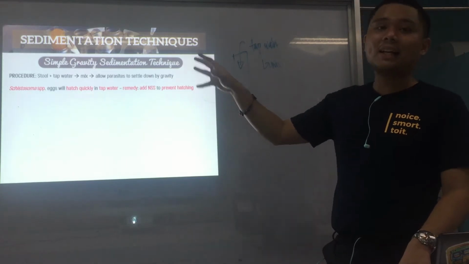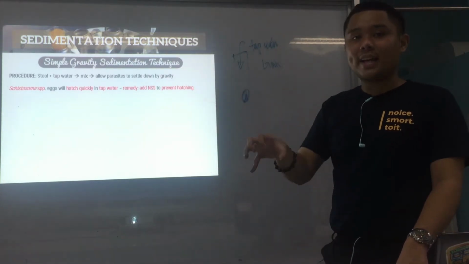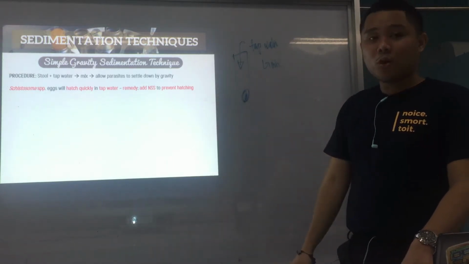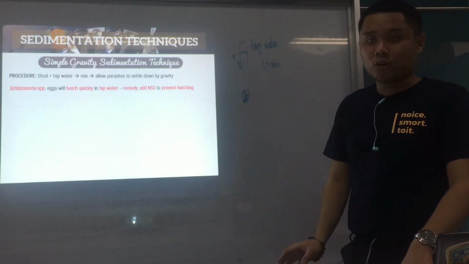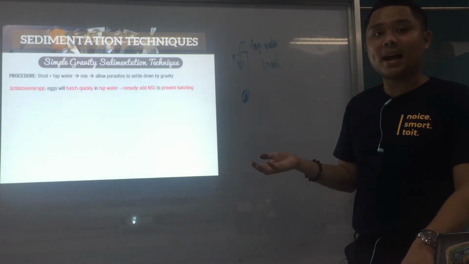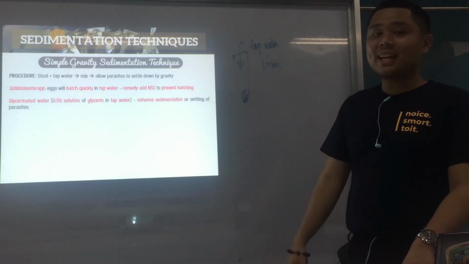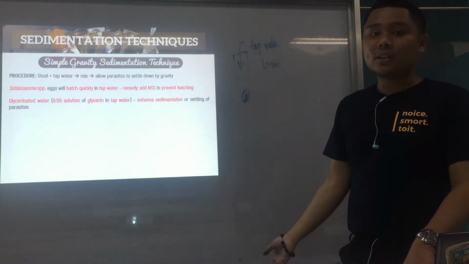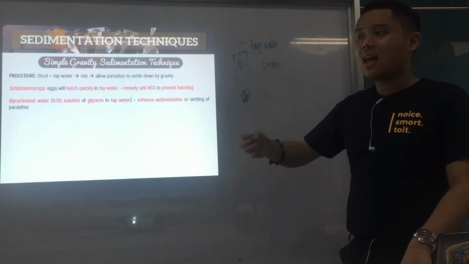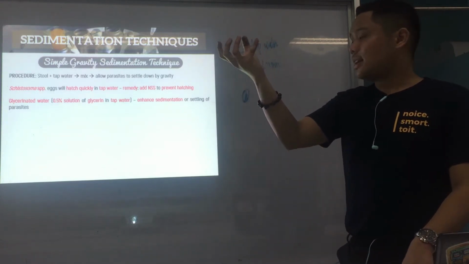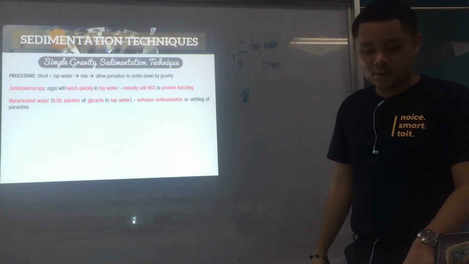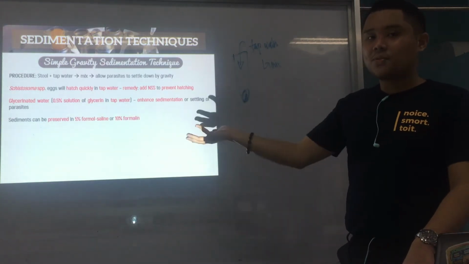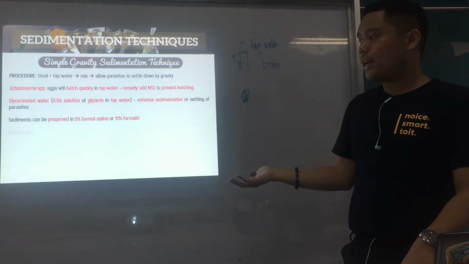But a precaution: Schistosoma eggs will hatch quickly in tap water. In order to prevent that, we add NSS, or normal saline solution, to prevent hatching of the Schistosoma eggs. You could also add glycerinated water, which is 0.5% glycerine in tap water, because it enhances the settling or sedimentation of the parasites. The sediments can also be preserved in 5% formal saline or 10% formalin.